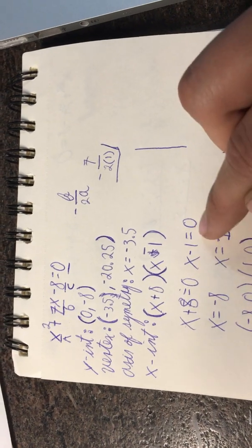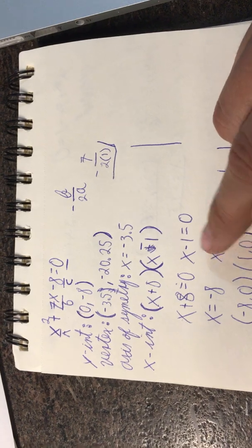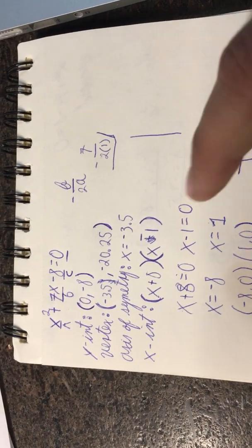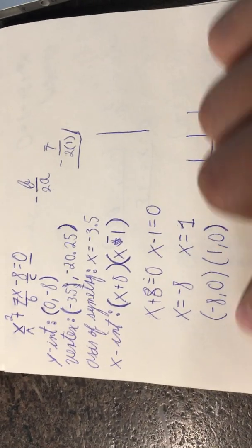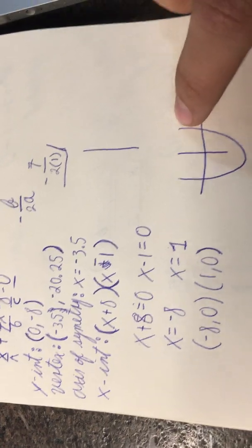And x minus 1 equals 0, the x and the 1, you just pass to the other side, and you will get a 1. And now those are the coordinates where the graph is going to pass through the x axis.